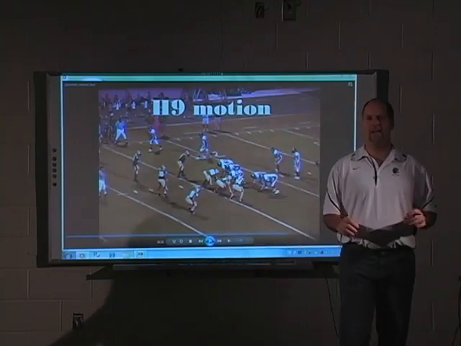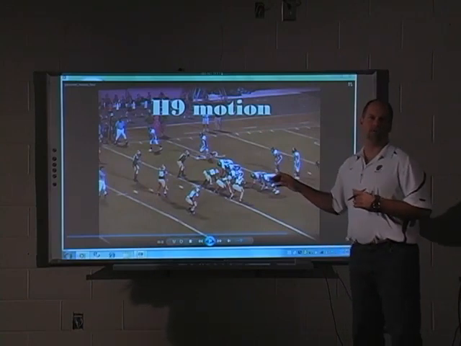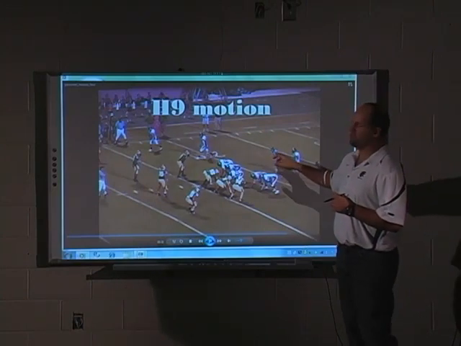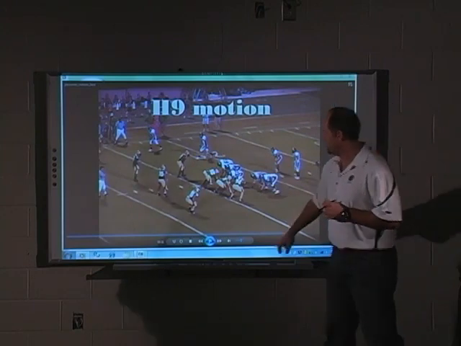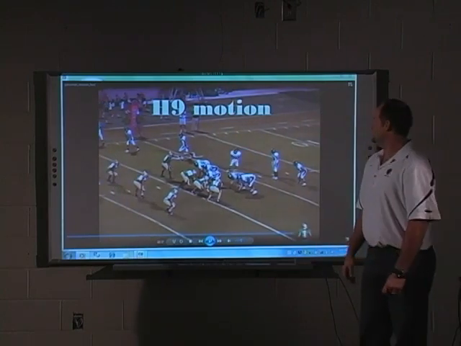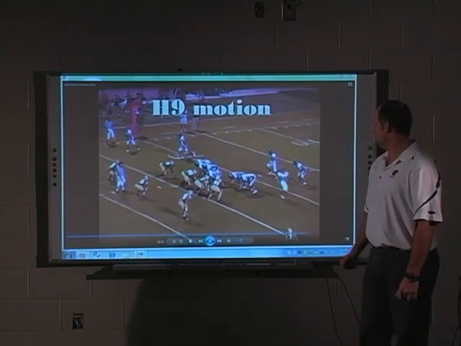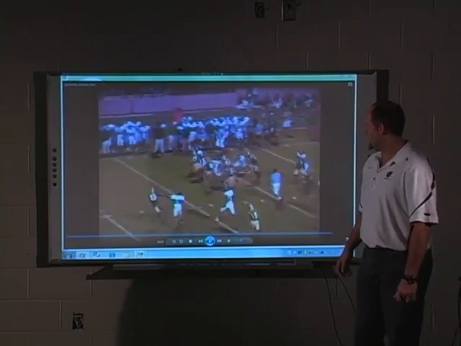Lastly, you've seen everybody so far being outside, motioning across. Now what I want to do is give you one example of a person being in the house, motioning out of the house into another number. So in this case, we're using an H9 motion. Again, he steps up, motions across, he's now to the 9 position, and then the ball is snapped.